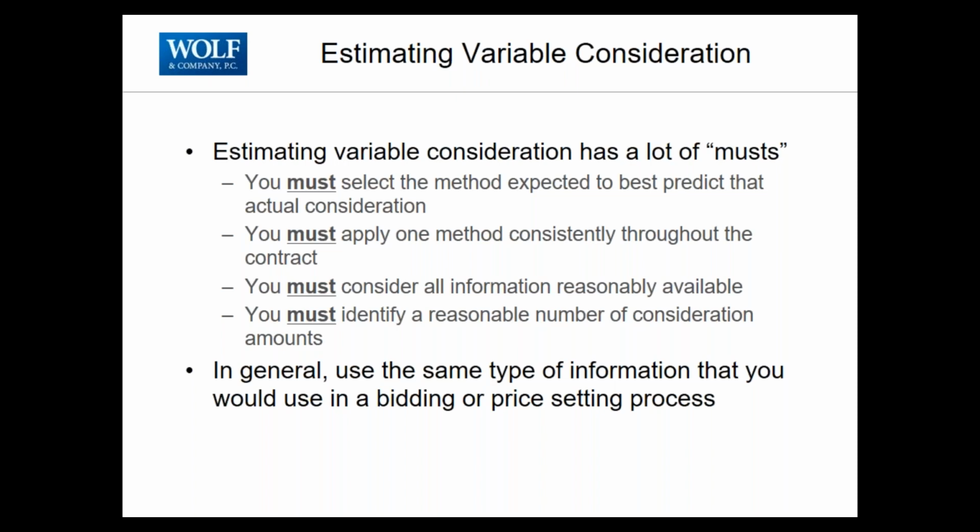What that means is if there are 1 million possible outcomes to the variability, you don't have to consider all of them, but you have to consider a reasonable number of them. The expectation ultimately is that you're going to use the same type of information that you would use in a bidding process or in a price setting process. What they don't want is for you to have a set of information that you use in the quote unquote real world, but when it comes to estimating variable consideration, you throw up your hands and say, well, geez, I don't have any information around that. So that's the objective there.